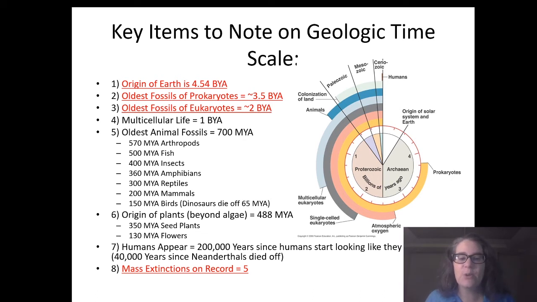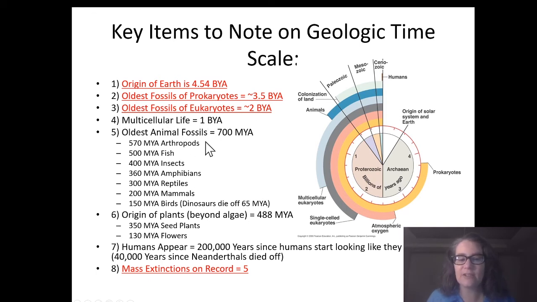I also want you to know when the first prokaryotic cells, or life, is fossilized in our fossil record, and that is listed at about 3.5 billion years ago. And then the first cells that are like your own cells with true nuclei, called eukaryotic cells, come to be about 2 billion years ago. You can read through the rest of this.